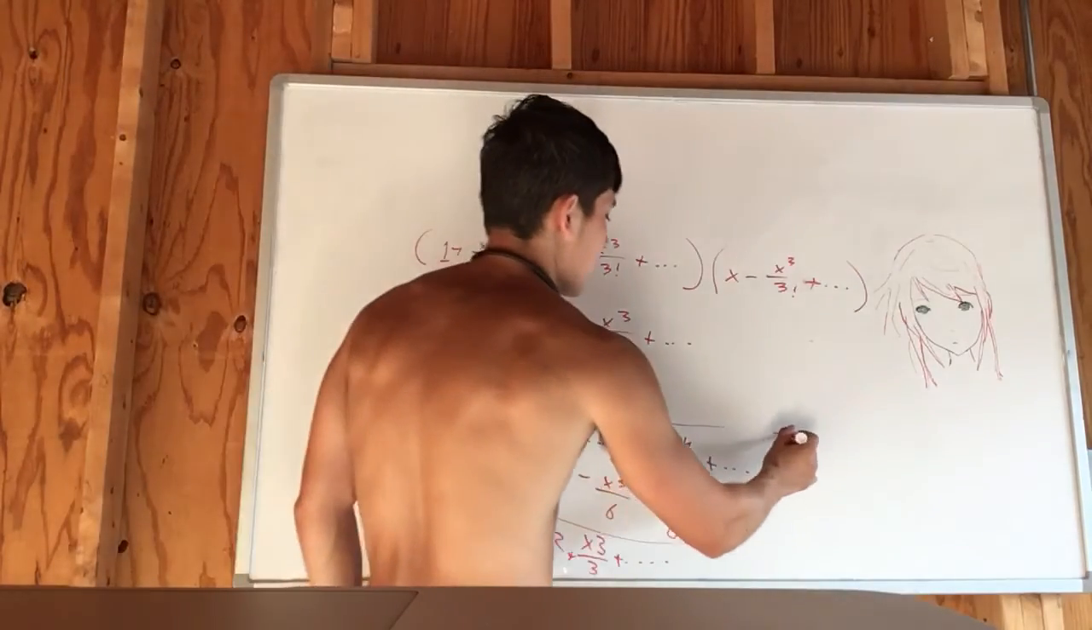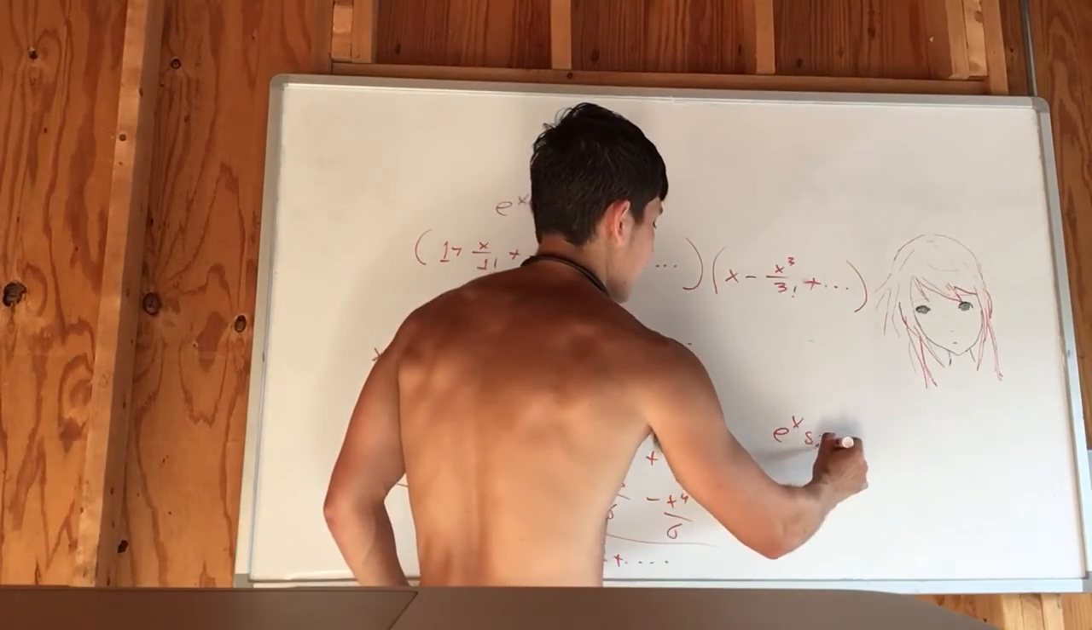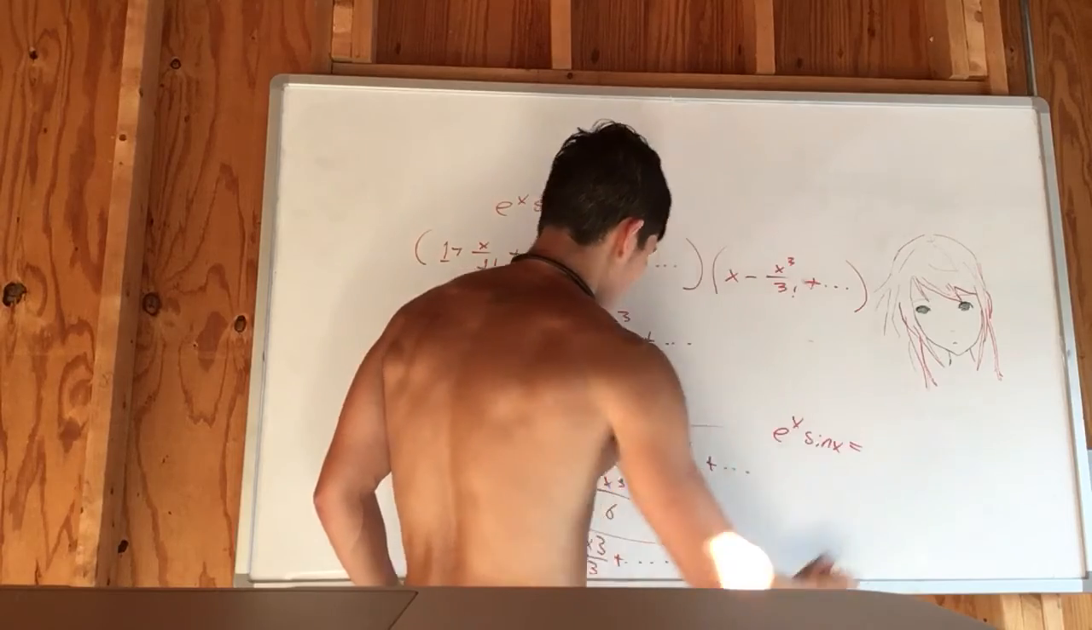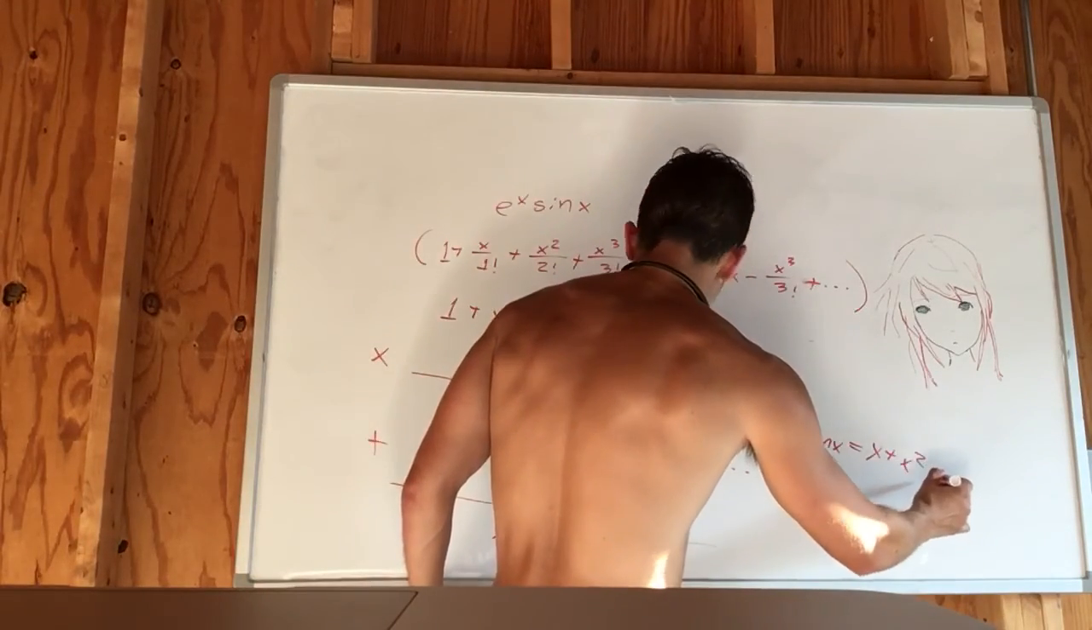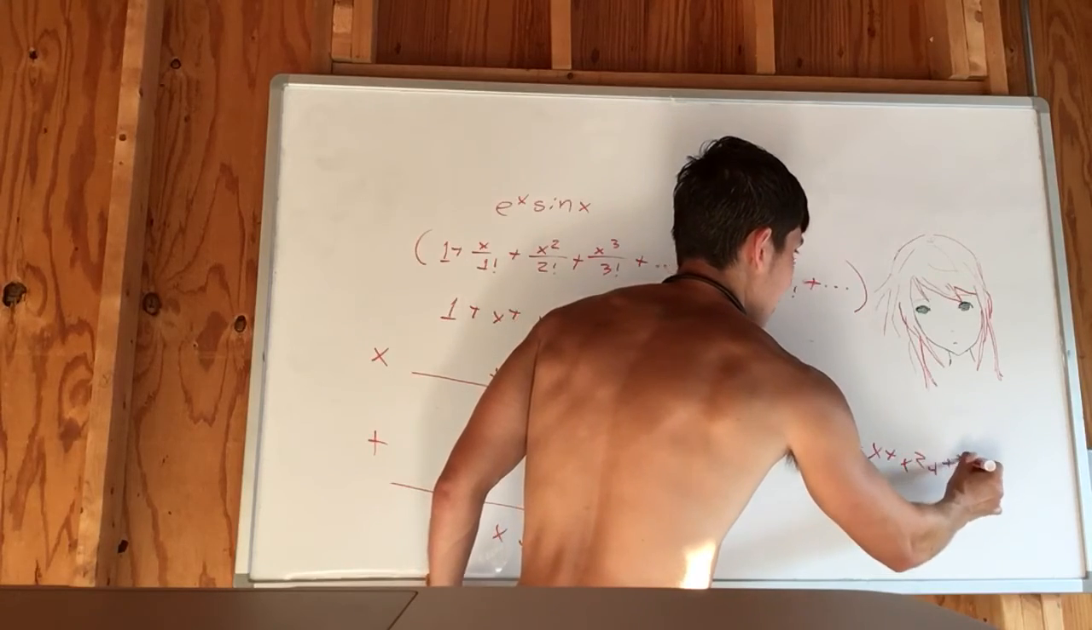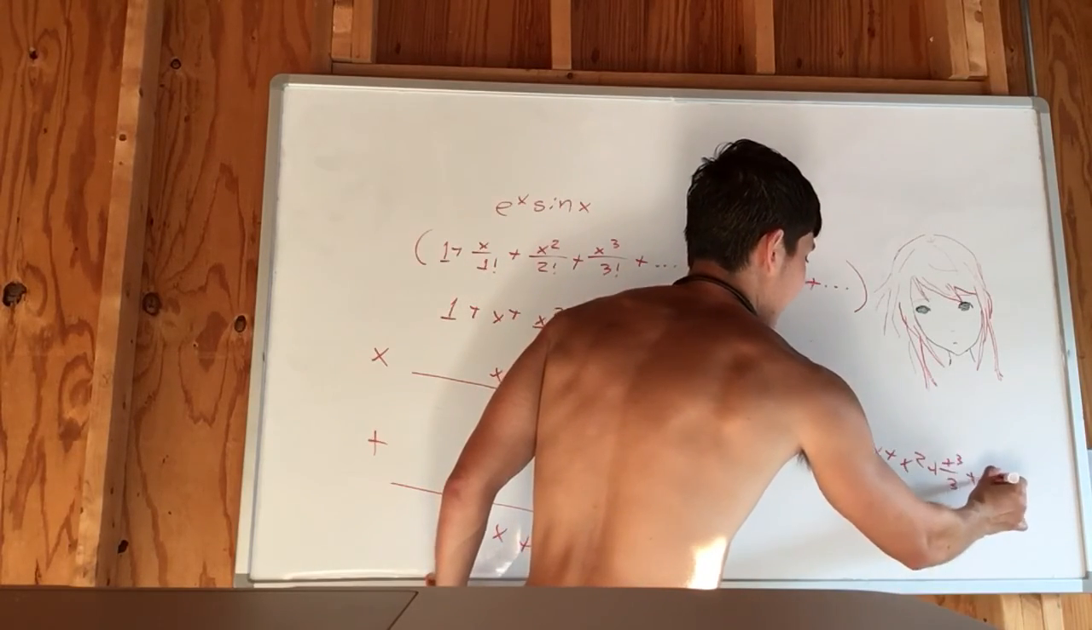So the Maclaurin series of e to the x sine of x equals x plus x squared plus x cubed over 3, and it keeps going.